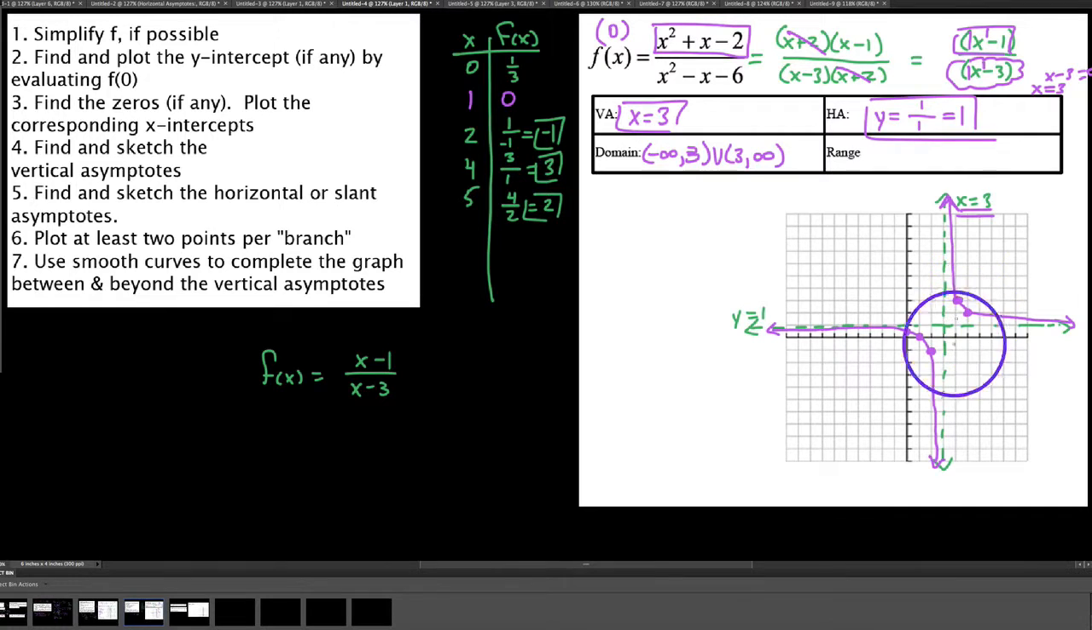And in the range, it looks like we hit all y values except we never crossed the y value of 1. So in this particular instance, we would say that our range is from the bottom up to a height of 1, not going through 1, starting up at 1 again, and then going up to infinity.